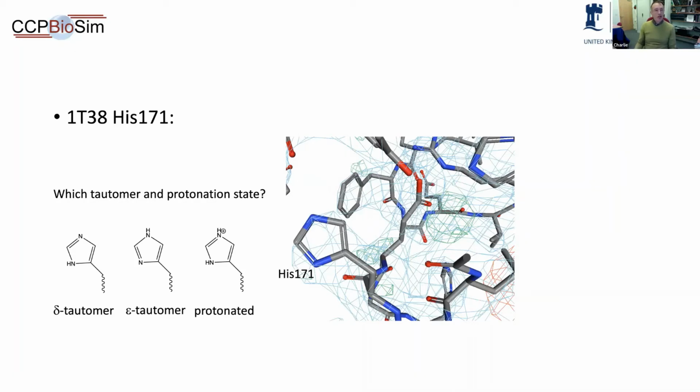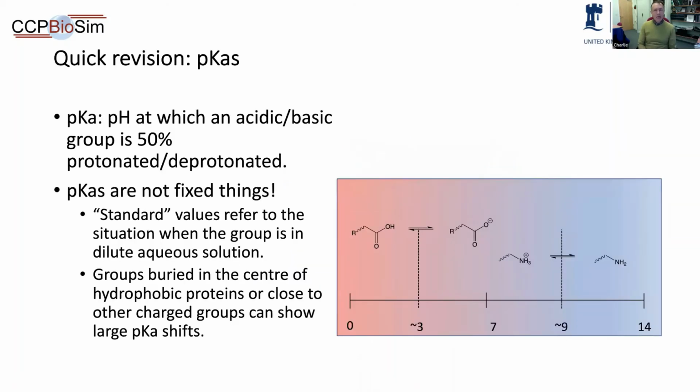Well, fortunately for us, this question of tautomerization only occurs for histidine. We've got to decide whether we've got delta or epsilon. But this question of protonation states does occur in other situations as well. I want to have a quick revision, for those of you who are not chemists, around pKa's.